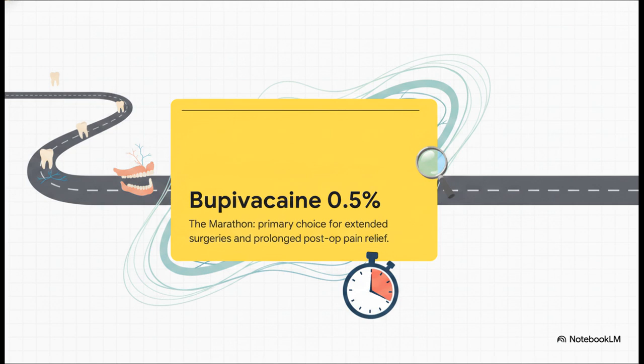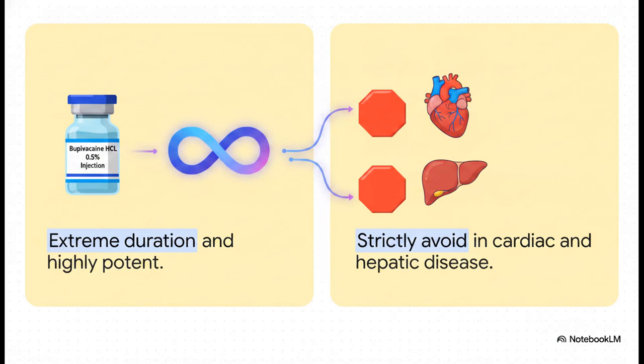This is your primary choice for extended maxillofacial surgeries, giving you exceptional, genuinely prolonged postoperative pain relief. When you are settling in for a long, complex case, this is the exact vial you reach for. But keep in mind, this extreme duration carries the absolute highest physiological burden. You must categorically avoid this agent in patients with significant cardiac problems. And similarly, it is strictly contraindicated if they have severe hepatic disease. Because of its extreme potency, bupivacaine is never, ever used lightly.